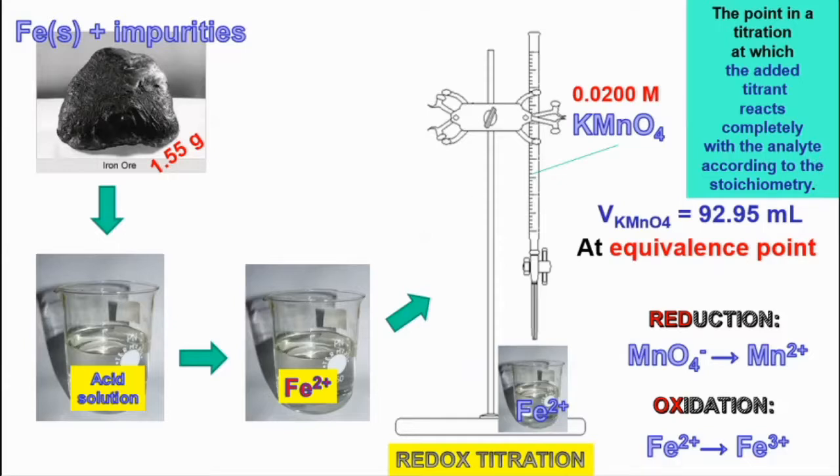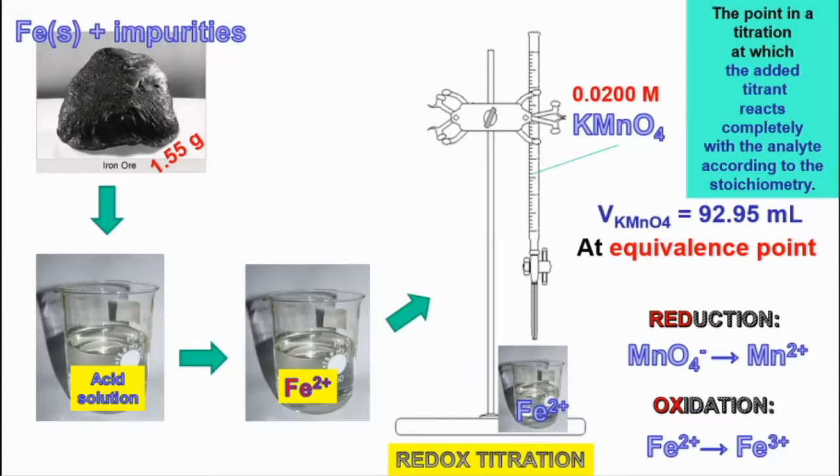So in this case, the analyte is iron 2 ion according to the stoichiometry. In other words, we can say that the equivalence point is the point at which both reactants reacted completely according to the stoichiometry. It means that all of the reactants completely reacted. That is what we call the equivalence point.